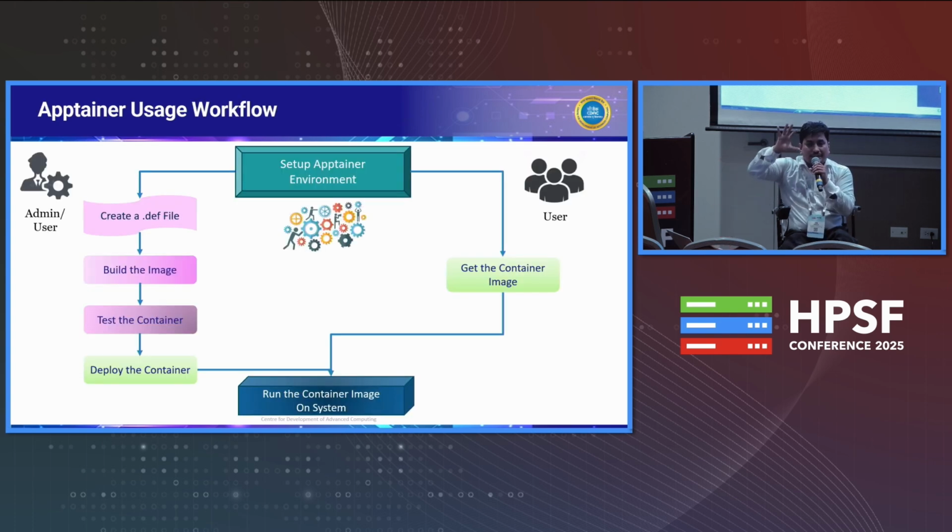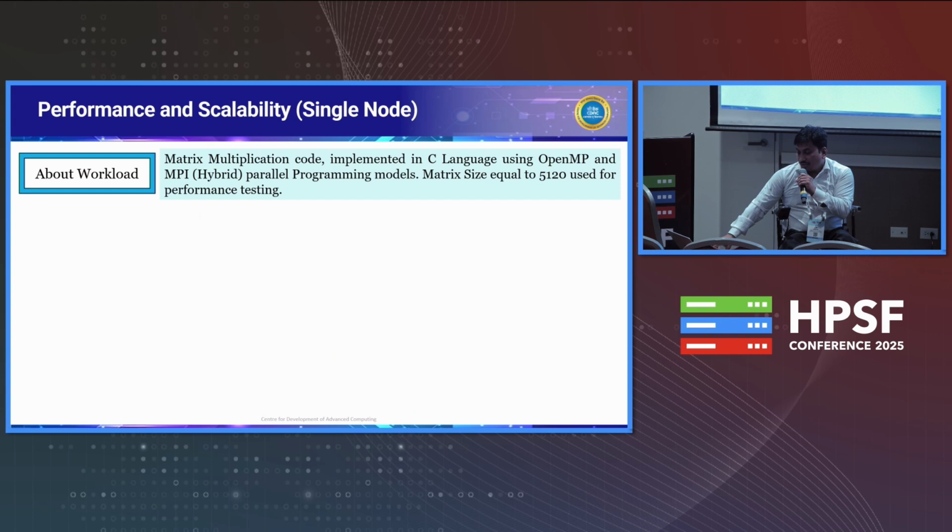Once this whole workflow is ready on the system, now let's talk about some of our explorations. First we tried to explore on benchmark-type things, where we took one sample matrix multiplication code, and with that we did some explorations, on a single node of the machine.